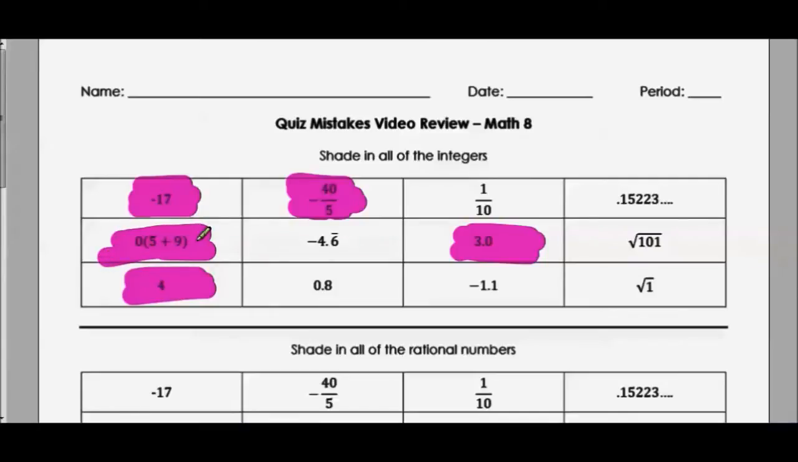Negative 4.6 repeated. Again, decimal is not an integer. Just below that, we have 0.8. I can roll that out. Decimals are not integers. Negative 1.1. Decimals are not integers. And then the square roots.